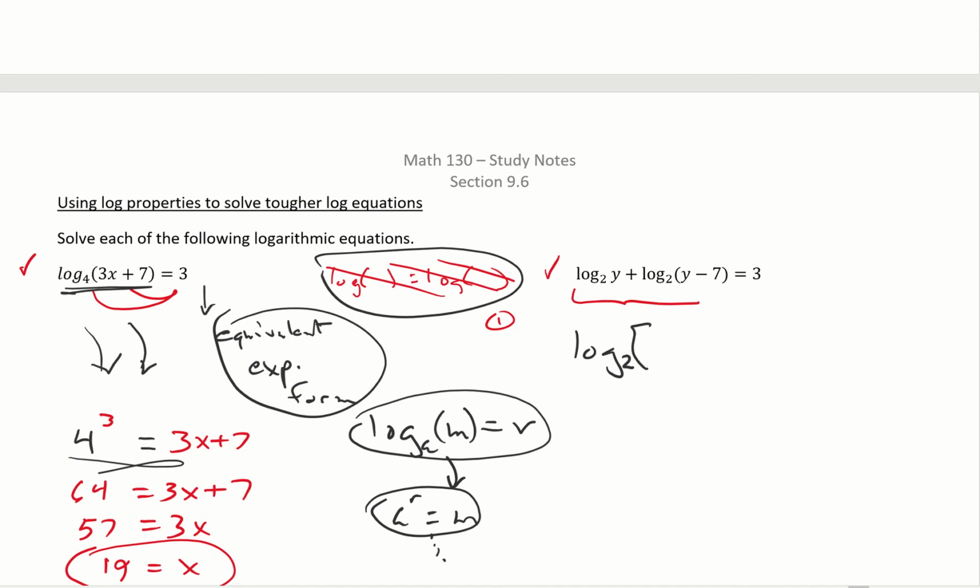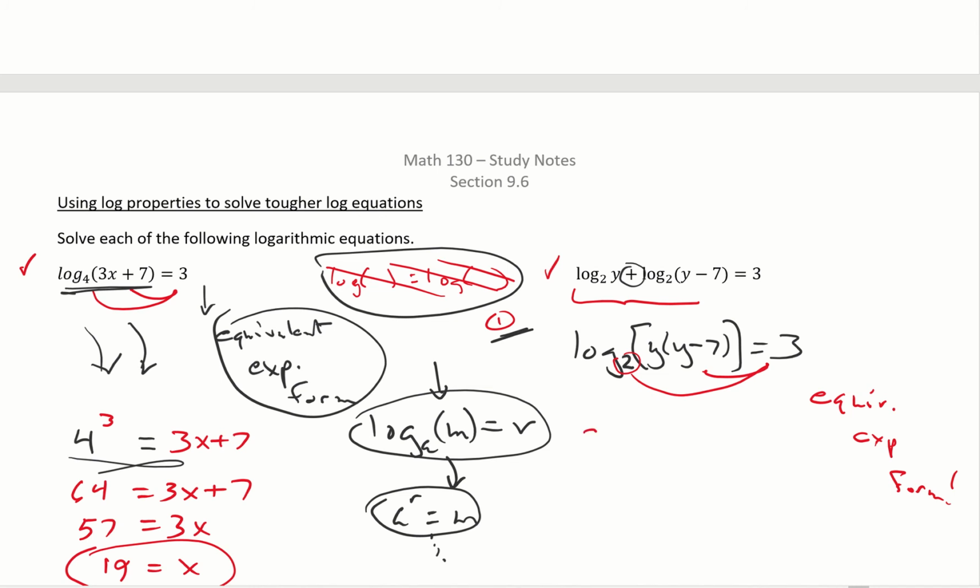So it's going to be bracket y times y minus 7. It's multiply because it's plus, right? It's property 1, is equal to 3. So I have a logarithm of something equals a number, and here it comes. The equivalent exponential form. That gets the logarithm out of the picture. It becomes 2 to the 3 equals the stuff. So 2 to the 3 equals y times y minus 7. Okay? That's our new equation.